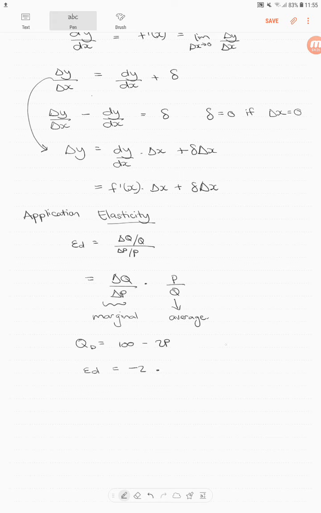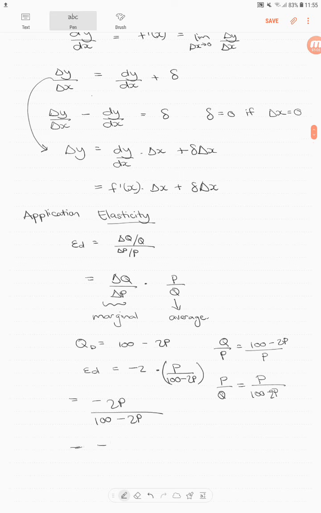So we know that Q over P is equal to 100 minus 2P over P. So P over Q will be equal to P over 100 minus 2P. So this will be equal to minus 2 times P over 100 minus 2P, which is equal to minus 2p over 100 minus 2p, and that is equal to minus p over 50 minus p if you factor out a multiple of 2.